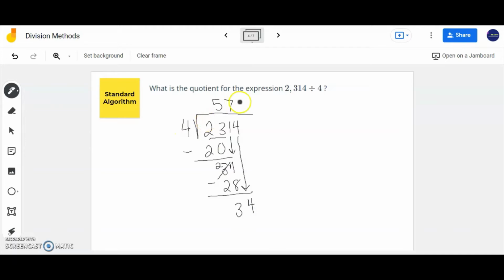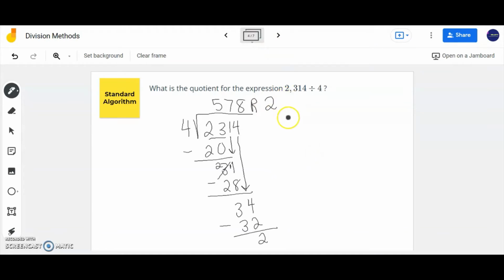And now I have 4 times what number gets me closer exactly to 34? Well, in fact, 4 times 8 is 32. And now I'm going to subtract here, and we're left with 2. Now 2 is in fact my remainder. So now I have 578 is the quotient with a remainder of 2.